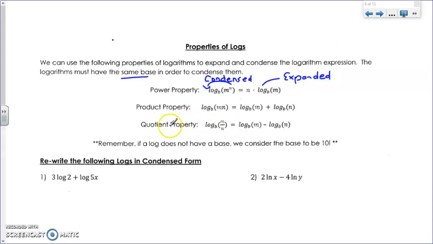Okay, so quotient property, quotient's division, so m divided by n, we're going to subtract. Remember, if a log does not have a base, we consider the base to be 10.